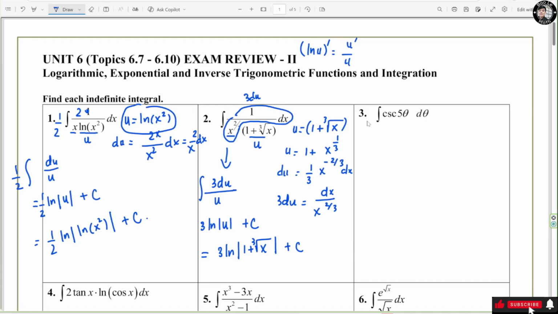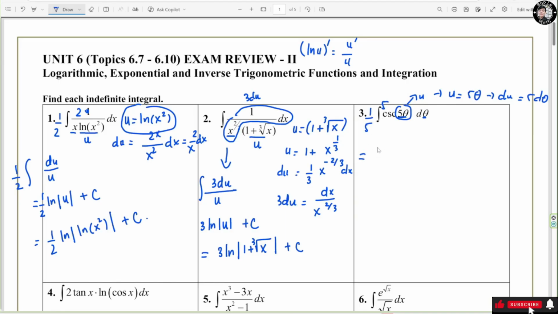Now question 3. We look at this one right here. We see that the variable is theta. This one is phi theta, right? So we let this one be u, right? So we have u equals phi theta, and then du equals phi d theta, right? Now we only have d theta right here, so we need to multiply by phi and divide by phi, right? Like that.